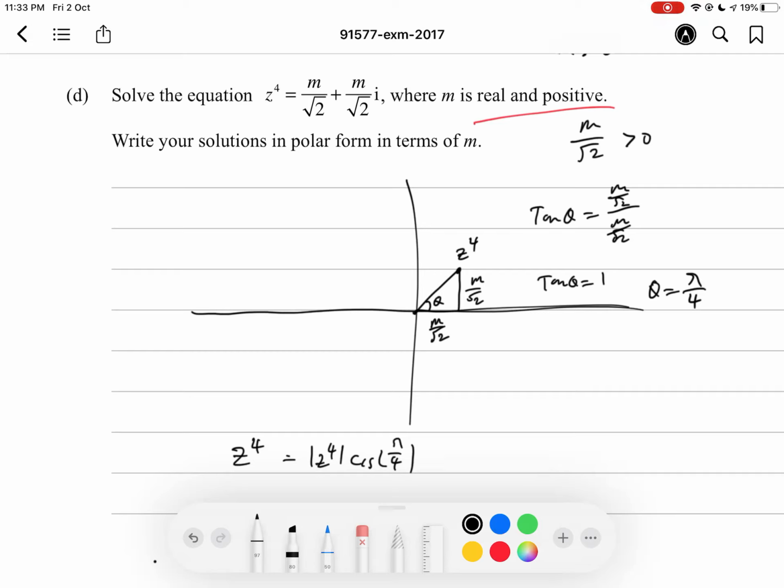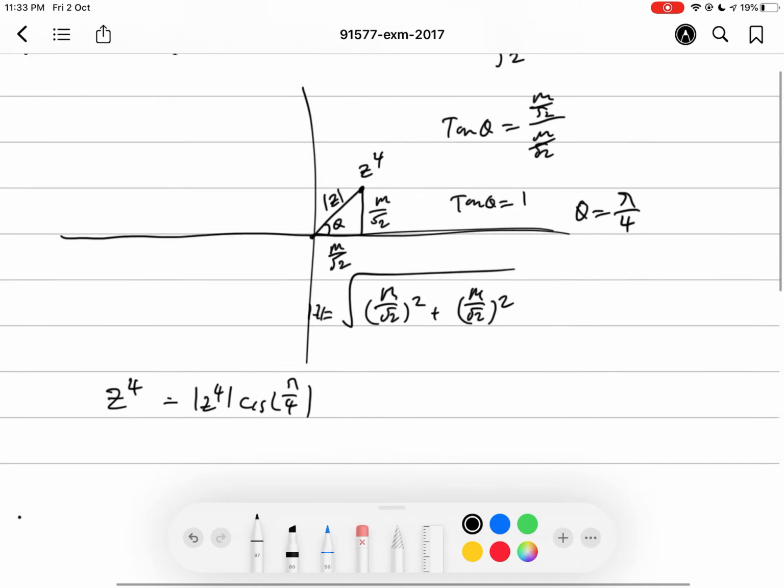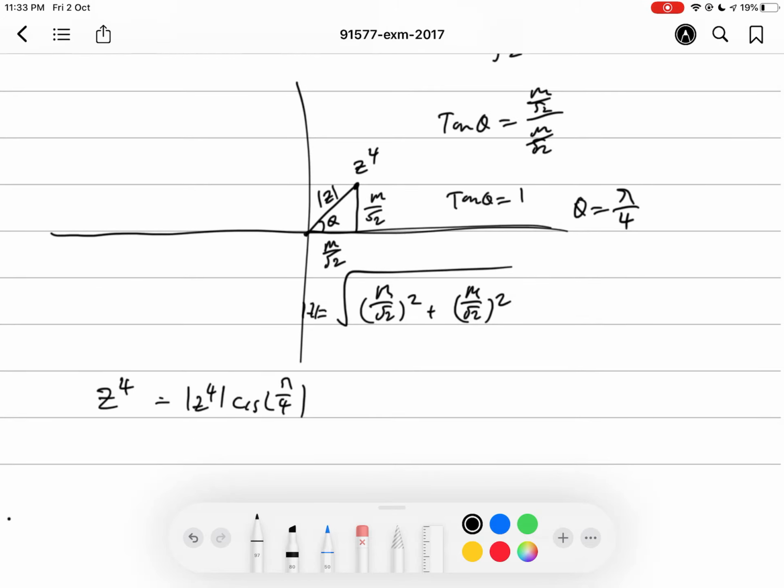To find the modulus of m over square root of 2 plus m over square root of 2 i, we can just use the Pythagoras theorem once again. So we know that the modulus is the distance from the origin. So therefore, m over root 2 squared plus m over root 2 squared. And if we take the square root of the whole thing, we'll get the modulus of z. So m over root 2 squared equals m squared over 2. So therefore, this becomes m squared over 2 plus m squared over 2, and that's just m squared. So this simplifies to m. So what we have here is z to the power 4 equals m cis of pi over 4.